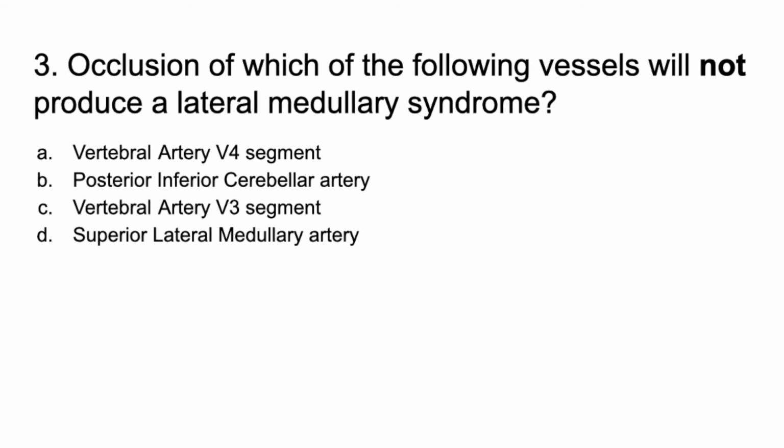Third question, occlusion of which of the following vessels will not produce a lateral medullary syndrome? Option A is vertebral artery V4 segment, option B, posterior inferior cerebellar artery, option C, vertebral artery V3 segment, and option D, superior lateral medullary artery. We are in a bit of a confused state because we haven't yet encountered the V3 segment of the vertebral artery, and we are confused whether it is the V3 segment or any other option.